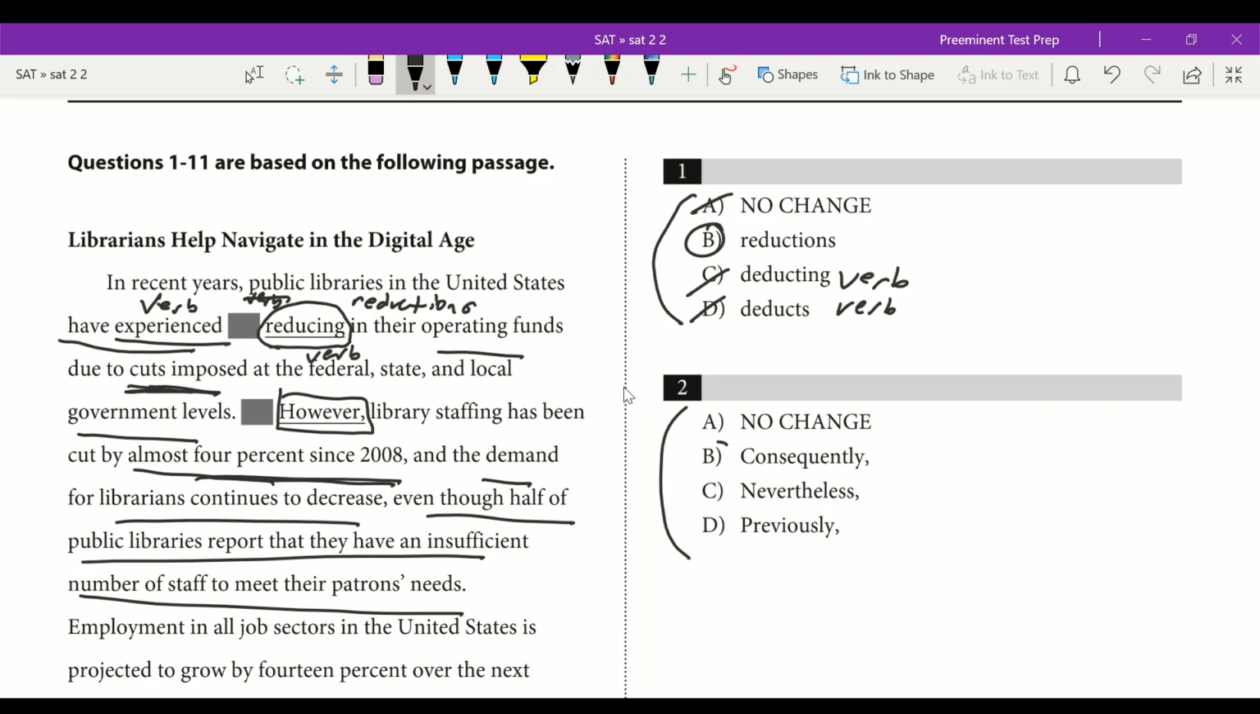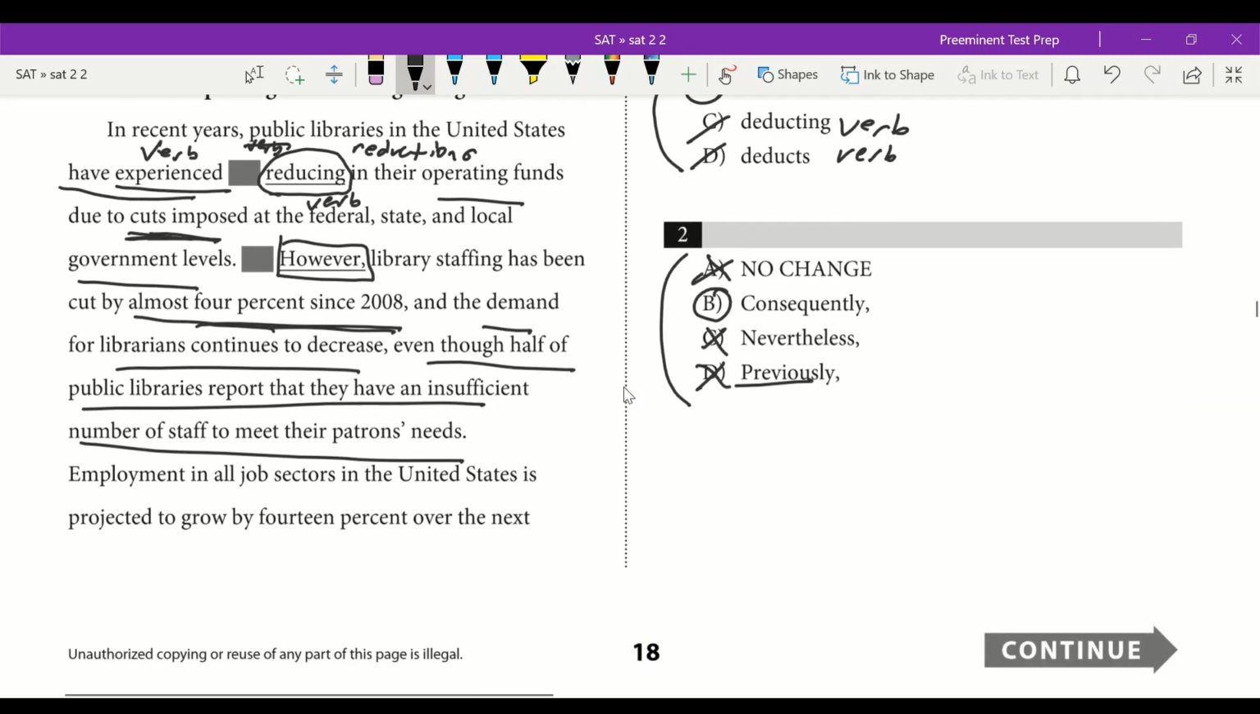So we need a causal word, such as "consequently," right? "Previously" doesn't work because that's not a causal word. "However" doesn't work because that's a contrasting word, not a causal word, and "nevertheless" is also not a causal word. So I know my answer here is going to be B.